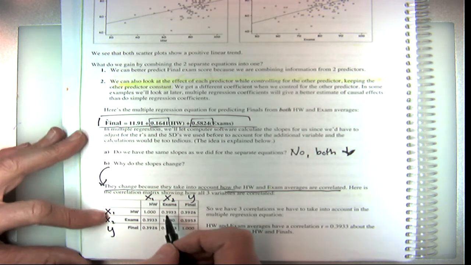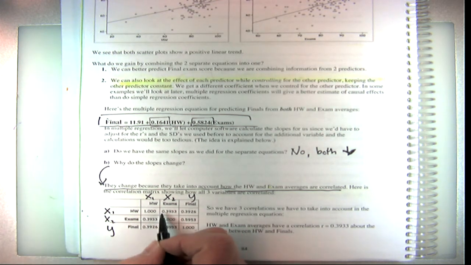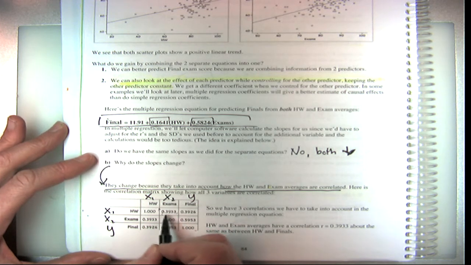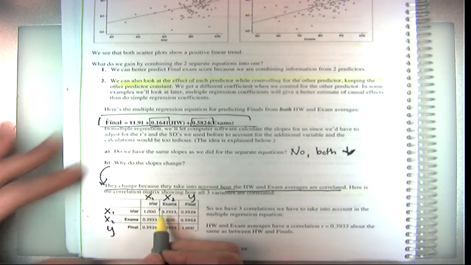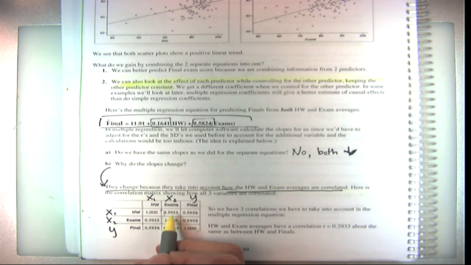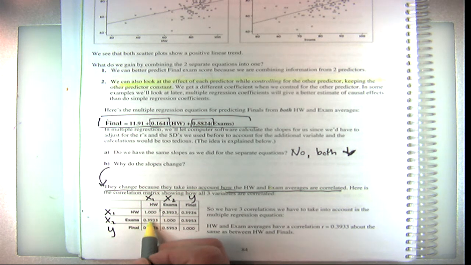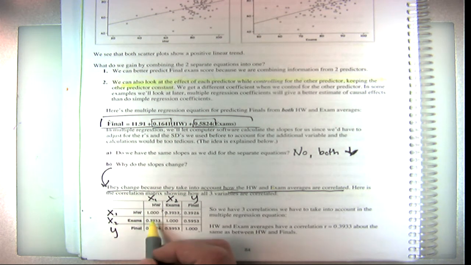Let's look at this one right here. Why is this one the same as this one? Right here, that says the correlation between homework and exams. And what do you think this one says? The correlation between exams and homework. It's the same thing, isn't it? Aren't those two the same things?